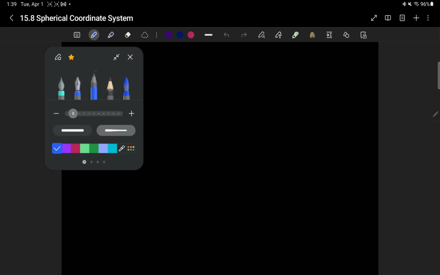Hi everyone, in this video we will learn about a new coordinate system called the spherical coordinate system, and then later on we will be looking at how to do triple integrals in this particular system. So spherical coordinate system, similar to cylindrical coordinate system, except as you can imagine here things look like spheres.